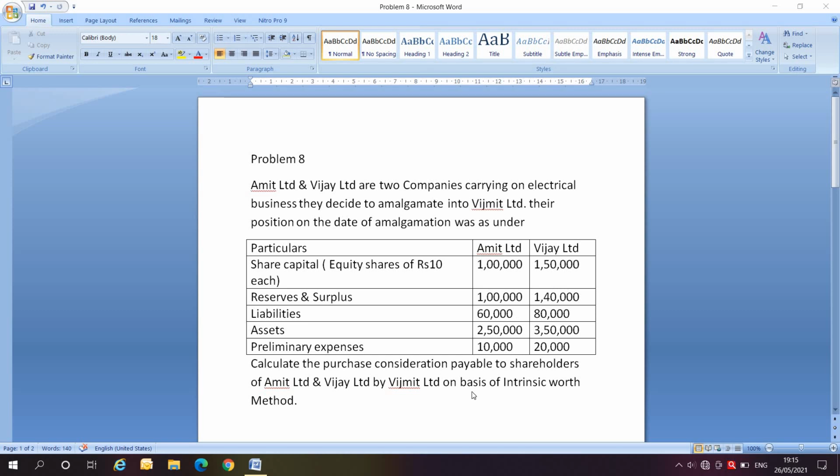The second step is to calculate purchase consideration. First you have to calculate the intrinsic value, then you can easily calculate purchase consideration. What is the formula for calculating purchase consideration under the intrinsic worth method? It is number of equity shares into intrinsic value. The number of equity shares we already know, that is 10,000 and 15,000, and the intrinsic value we will calculate and solve the problem. So this is how we are going to solve the problem. Let us have a look at the solution now.